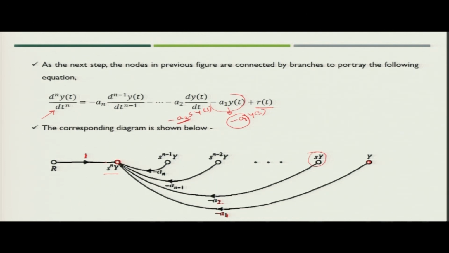So, what you get finally is that s to the power n Y is nothing but R minus a_n s^(n-1) Y minus a_(n-1) s^(n-2) Y, and so on up to minus a_2 sY minus a_1 Y. This particular figure represents the differential equation which we just wrote.